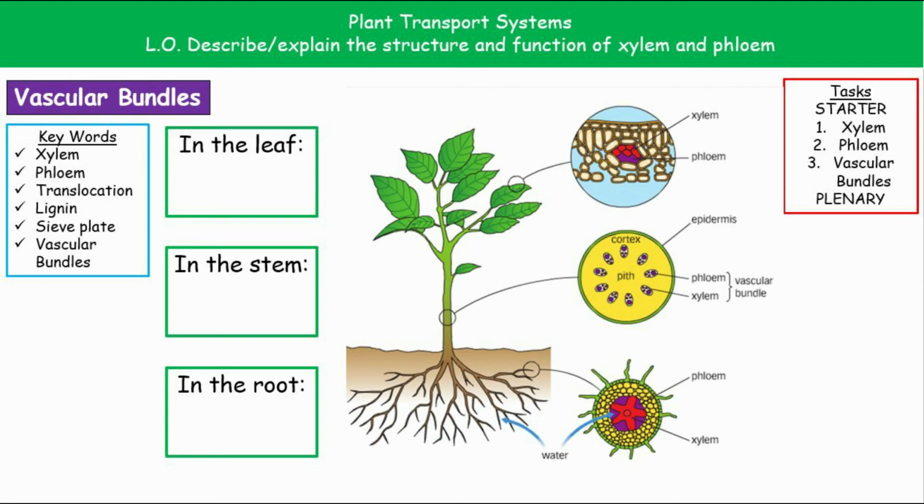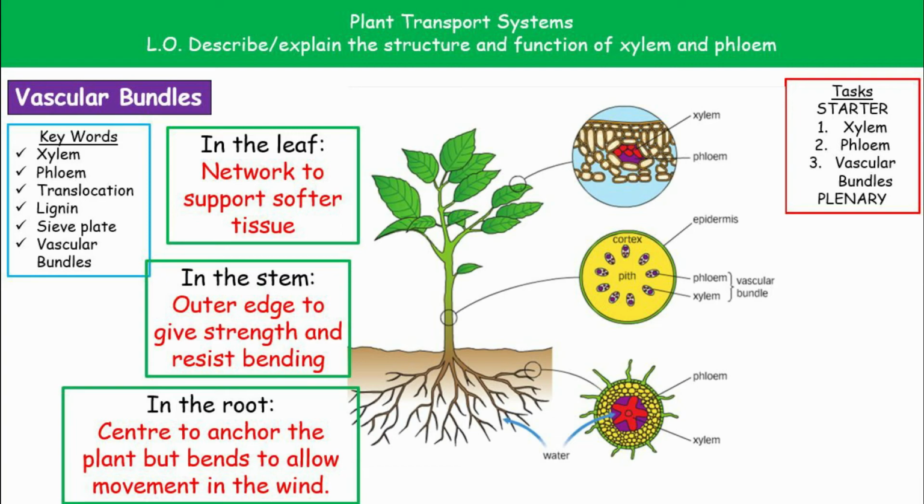If we start at the top with our leaf then, what we can see is that if you pick up any leaf, so go outside, pick up a leaf, you're going to see on the surface are these veins. Now, the veins that you can see are the vascular bundles forming this network across that surface. The leaf itself is made of quite soft tissue that without those vascular bundles forming a network, it wouldn't actually be able to support itself. So in the leaf, they form a network to support the softer tissues.